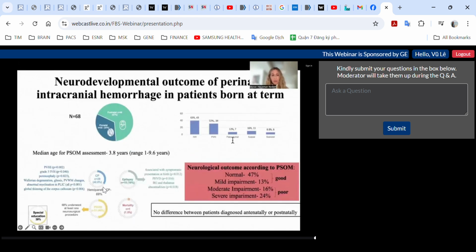And what we saw is that according to PSOM, most of our patients in our cohort, about 60% had a good functional outcome, and 40% had poor neurological outcomes. And this really highlights the remarkable recovery following early brain injury. However, still 40% with poor neurological outcomes, about 40% with CP, almost 20% with epilepsy, and 46% of those with IVH with post-hemorrhagic ventricular dilatation, and most of them underwent at least one neurosurgical procedure.